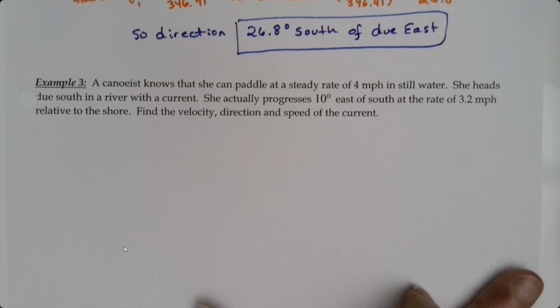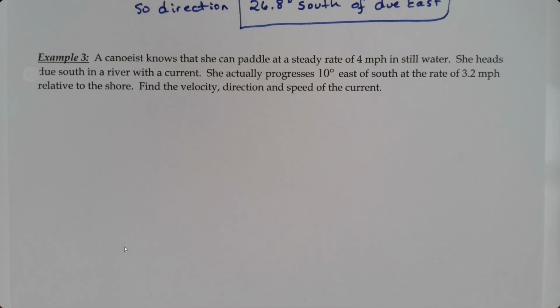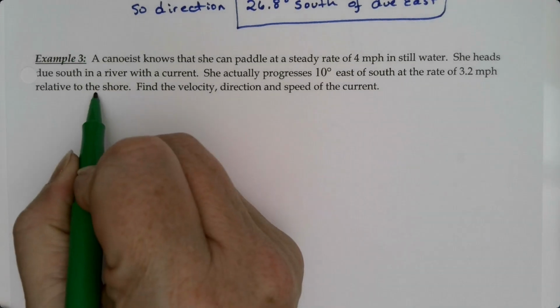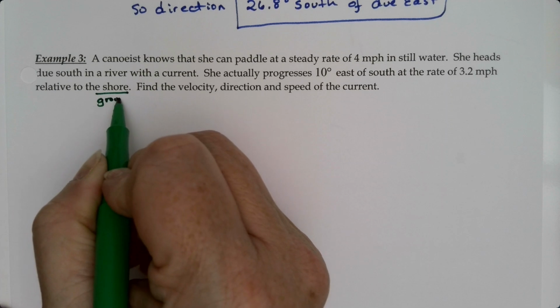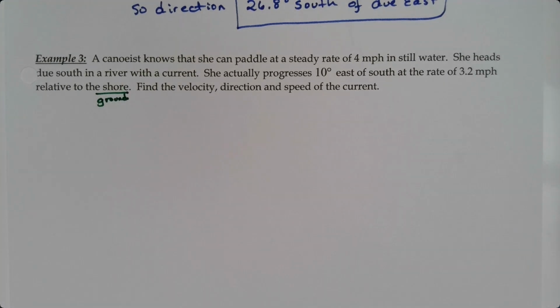All right, again, let's do another two-dimensional one. A canoeist knows that she can paddle at a steady rate of 4 miles per hour in still water. She heads due south in a river with a current. She actually progresses 10 degrees east of south at the rate of 3.2 miles per hour relative to the shore. So relative to a fixed point, right? The shore would be the ground. Find the velocity, direction, and speed of the current.